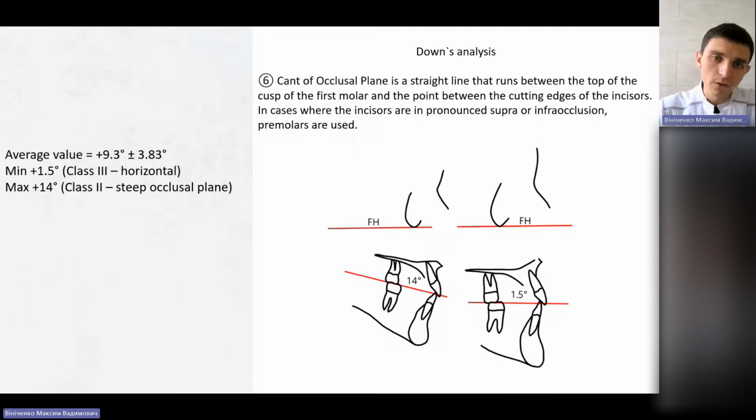So we need to rotate this cant of the occlusal plane counterclockwise. We need to make the counterclockwise rotation of the cant of the occlusal plane. And in the class 3, horizontal, we need to rotate it clockwise.